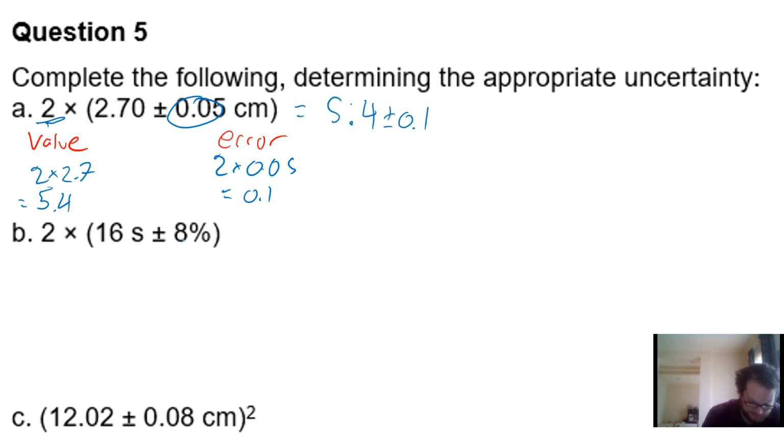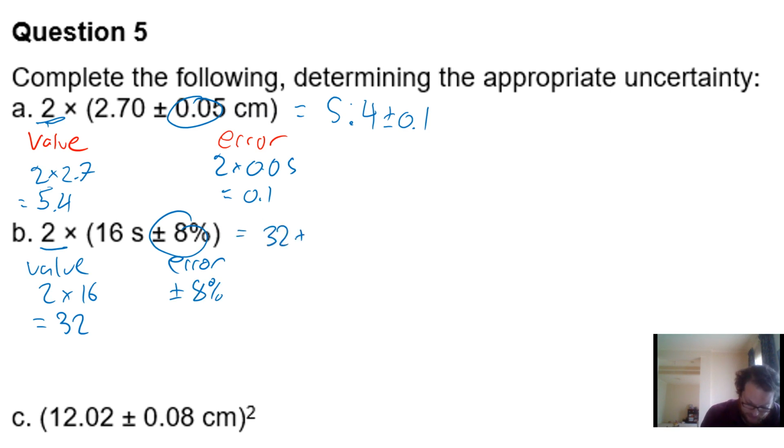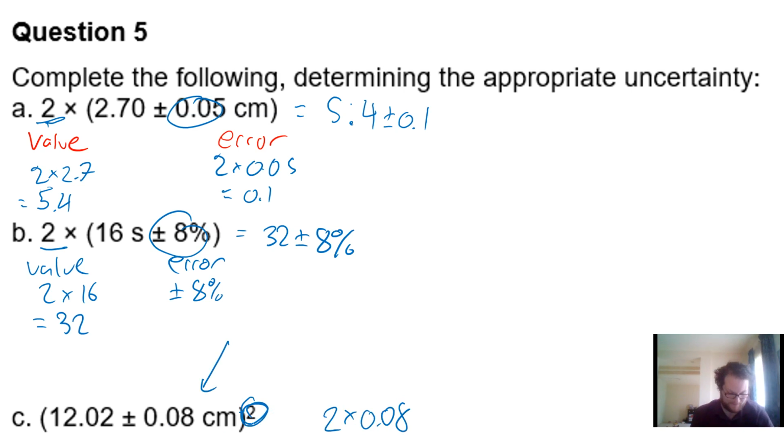This guy here is even easier, remember? For the value, 2 times 16, well, that's going to be 32. For the error, because we're multiplying by a scalar and this is already a relative error, it's just going to be 8%. The value doesn't change. So this is going to equal 32 plus or minus 8%. And for this guy down the bottom, I've already told you, you just take that 2 and multiply it by 0.08 to get the error.